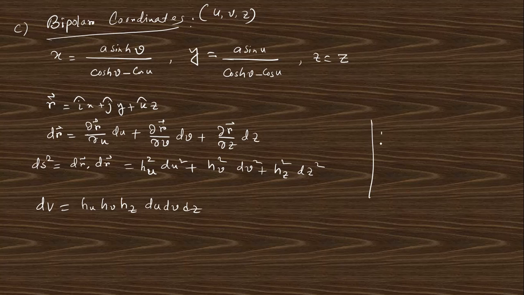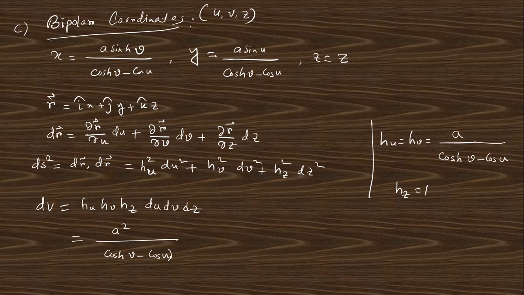So the value of hu will be a by cosh v minus cos u, and hv will be a by cosh v minus cos u, and hz equals 1. If you put hu, hv, this gives you a square by (cosh v minus cos u) whole square into du dv dz. This is the elementary volume in the bipolar coordinate system.